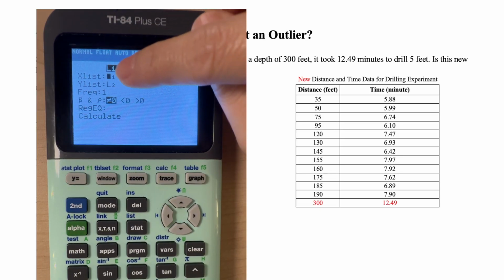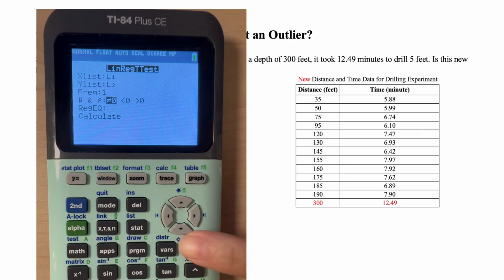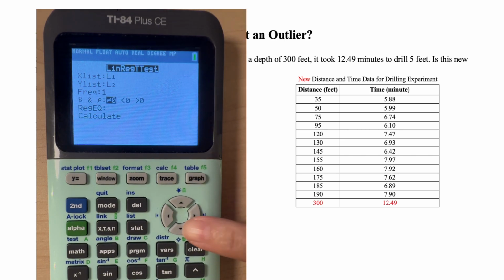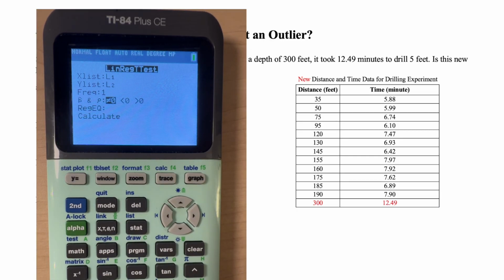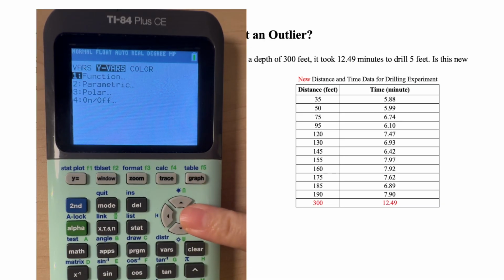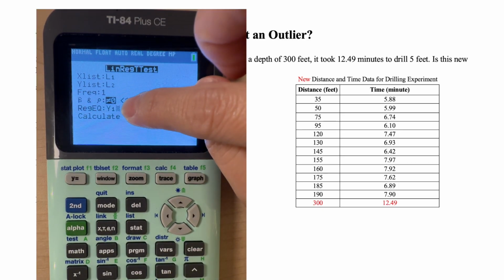Enter. I saved my x values in L1, y values in L2. Frequency, leave it as 1. Always choose not equal to. For the regression equation, I want to store that in Y1. Go to Vars, go to the right, Y-Vars, choose Function, enter, and choose Y1. I told my calculator, after finding the regression equation, store that in Y1 for me.